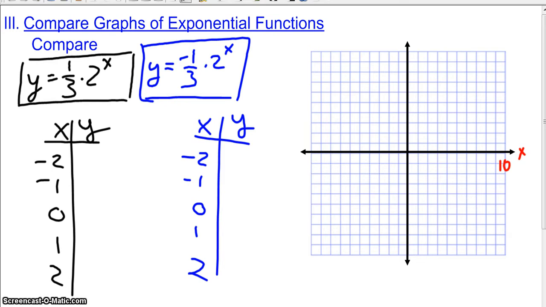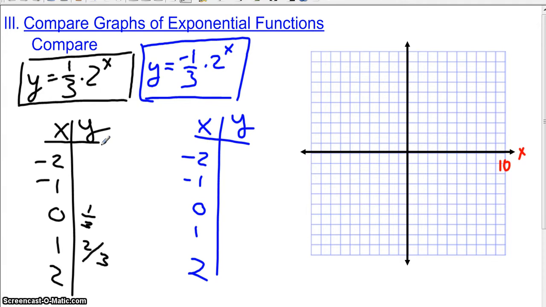And let me have someone help with this. Johnny, when we plug in 0 here, 2 to the 0 is 1, and 1/3 times 1 is 1/3. So we end up with 1/3. When we plug in 1, Johnny, 2 to the first is 2 times 1/3 is 2/3. Good. 2 times 1/3 is 2/3.